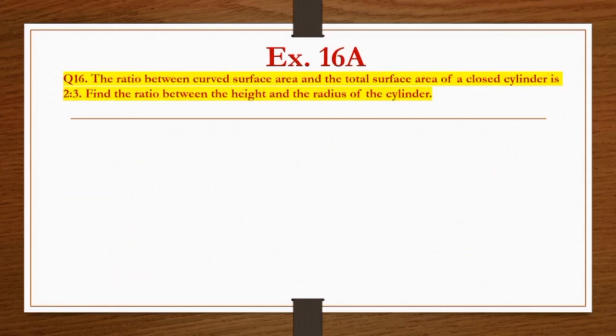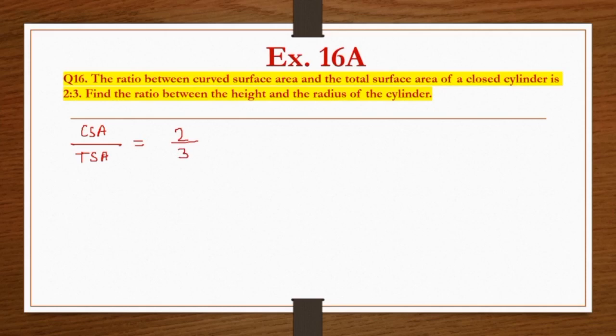Now the last question of this video: the ratio between the curved surface area and the total surface area of a closed cylinder is 2:3. Find the ratio between the height and the radius of the cylinder. So whatever is given we are going to write. It is saying the ratio of curved surface area and the TSA, so CSA by TSA is given as 2:3. So CSA by TSA is 2 by 3.